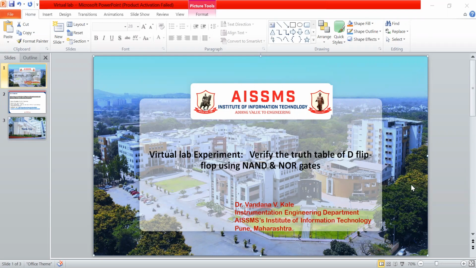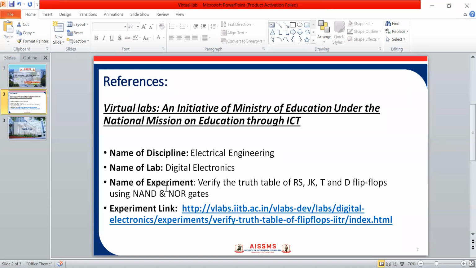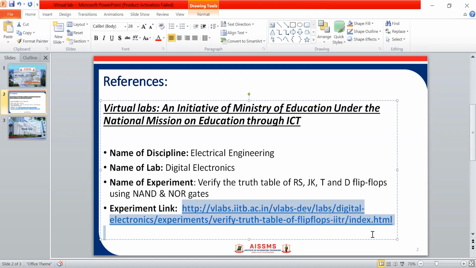In this session, we are going to see a virtual lab experiment to verify the truth table of D flip-flop using NAND and NOR gates. For this experiment, I am going to use the Digital Electronics Lab developed at IIT Bombay in the discipline of electrical engineering. This is the link of the experiment.